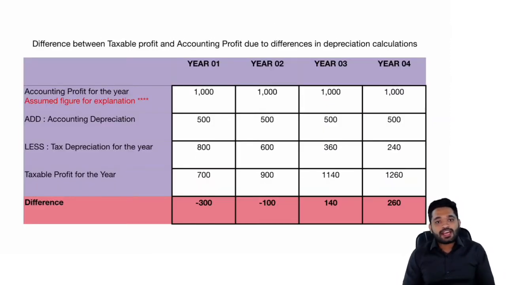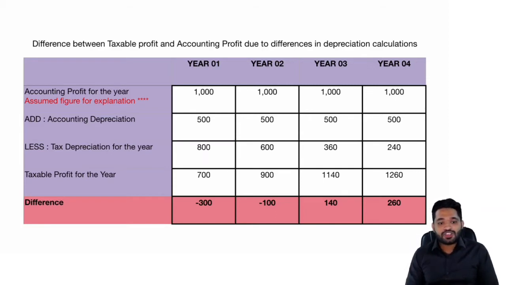When we learn about calculating the taxable profit, we learned that we need to add the accounting depreciation and we need to remove the tax depreciation. Now, if you look at the calculations, I have taken $1,000 as my accounting profit, which is an assumption that I've made for explanation purposes. I have added the accounting depreciation of 500 on all 4 years.